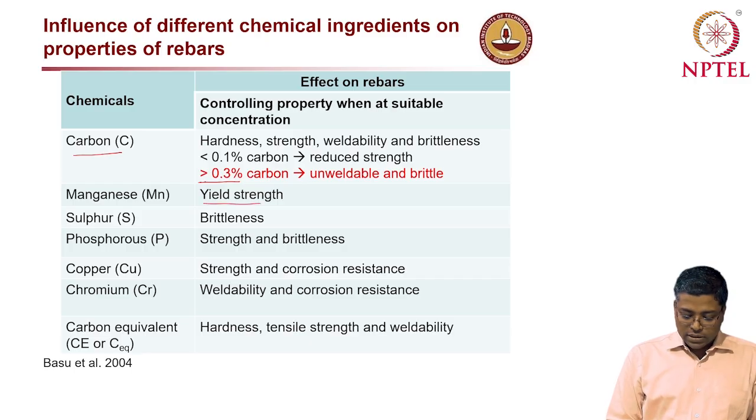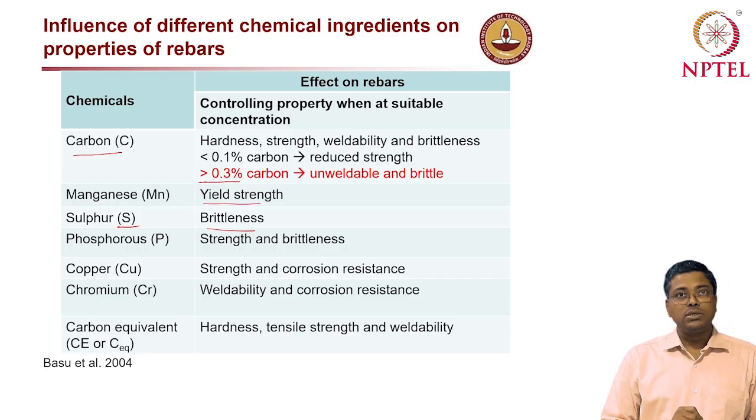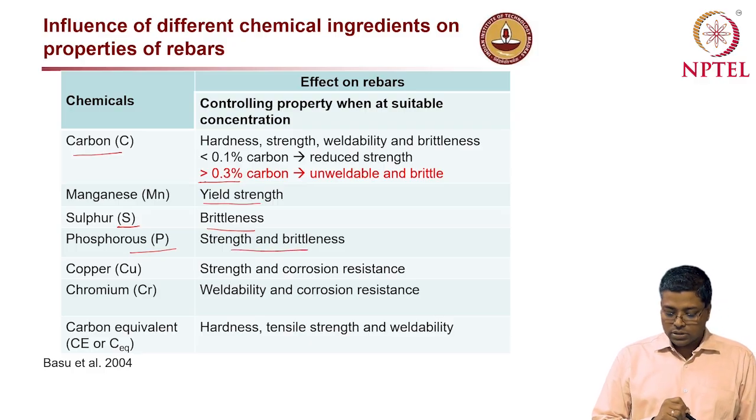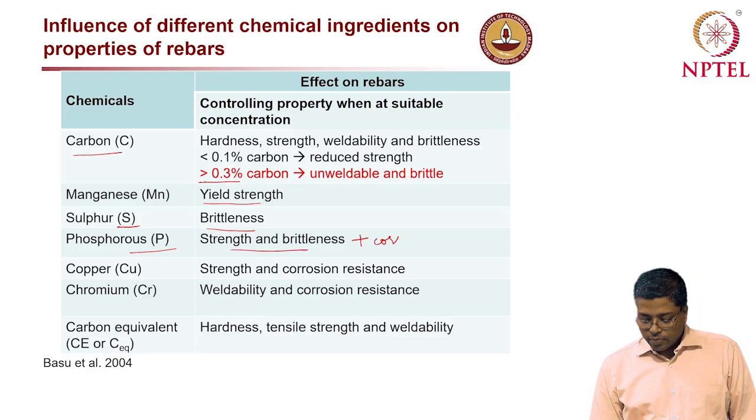And then manganese, it influences the yield strength. Sulfur, it influences the brittleness. And then phosphorus influences the strength and brittleness. Also corrosion.